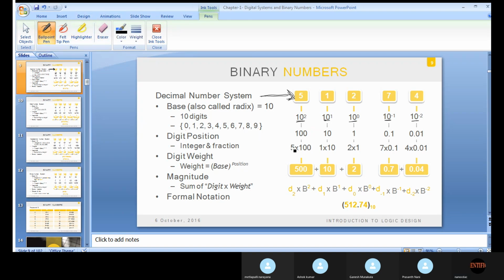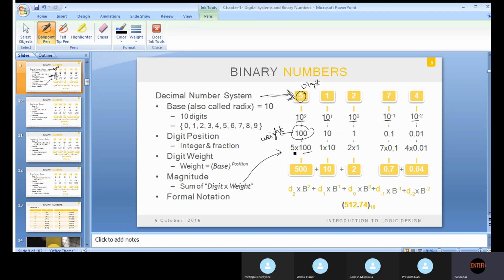Next, digit weight is the base power position. 10 power 2 is 100, 10 power 1 is 10, 10 power 0 is 1, 10 power minus 1 is 0.1, 10 power minus 2 is 0.01. Now we do digit into weight, which gives the magnitude. Here 5 is the digit and 100 is the weight.